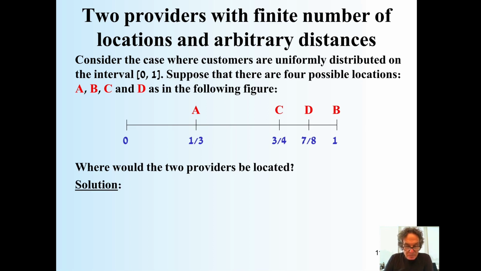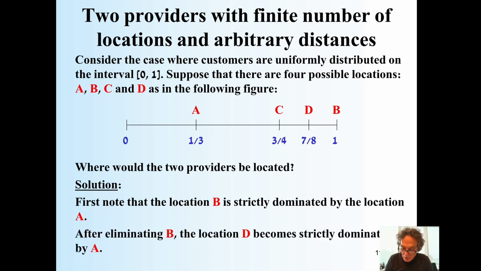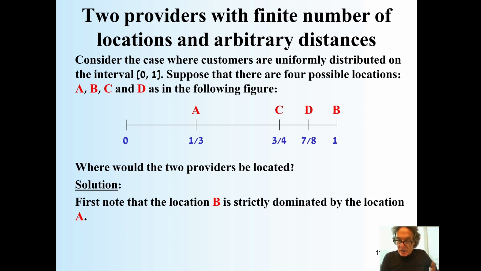Solution. First, note that the location B is strictly dominated by the location A. Why? So let's realize that. You never want to be at B because it's better for you to be in A. Why? So let's check. Should I locate myself at B? I'll show you it's not. So let's go one by one.